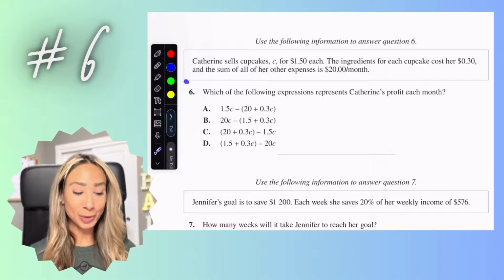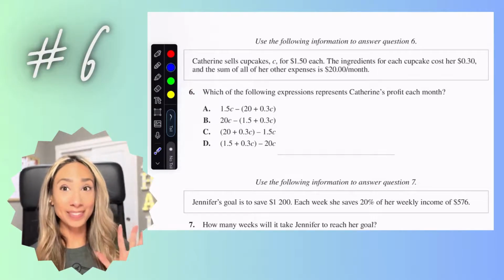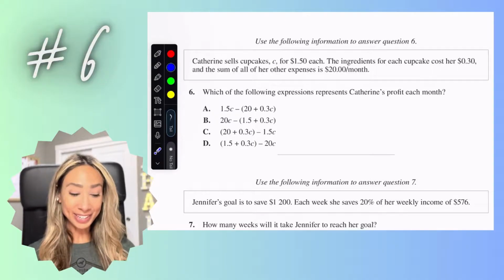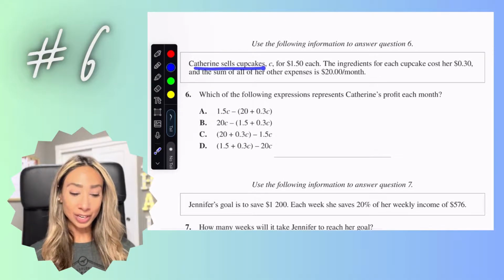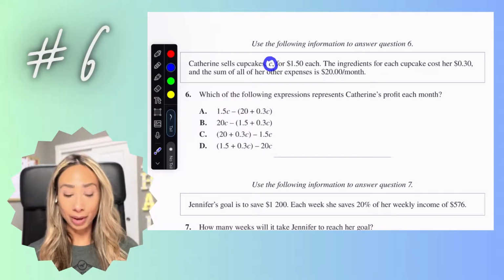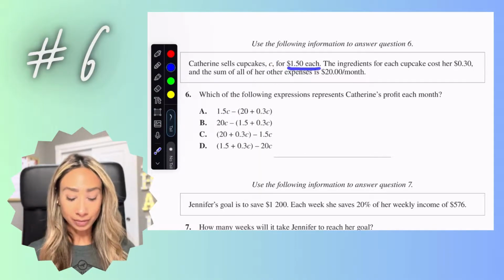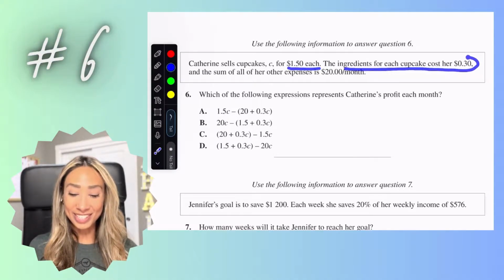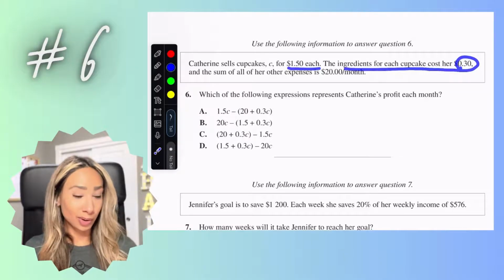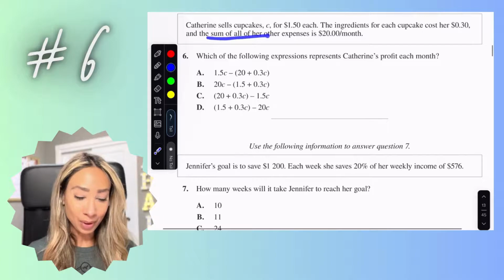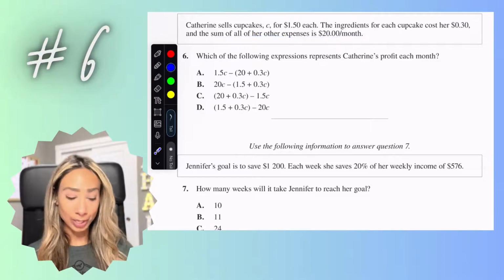Okay, it's multiple choice number 6 here because number 5 isn't being released. I don't think I've seen it being released at all. So with question number 6, we've got Catherine sells cupcakes, and they're using C to denote the amount of cupcakes for $1.50 each. The ingredients for each cupcake cost her 30 cents or $0.3, and the sum of all her other expenses is $20 per month.